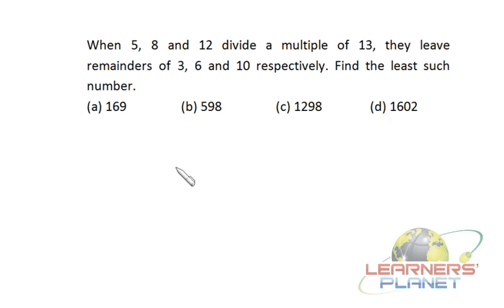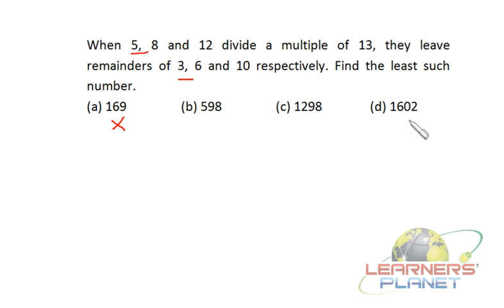Now let's see this problem. When 5, 8 and 12 divide a multiple of 13, they leave remainders of 3, 6 and 10 respectively. Find the least such number. Let's go by options. Suppose I divide this number, that is 169, by 5, it should leave the remainder as 3. But it leaves the remainder as 4, so it cannot be the correct choice.